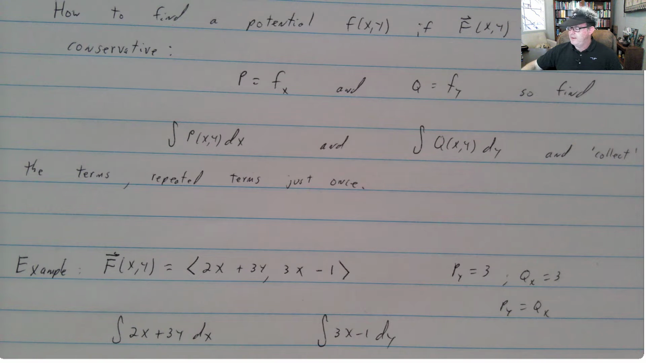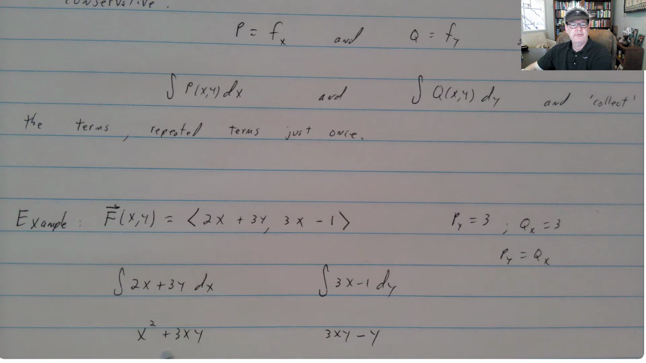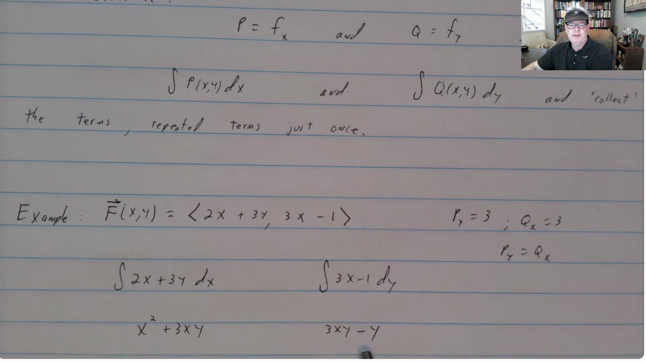So here's a not too difficult vector field. If I check that it's conservative, P sub Y is 3, Q sub X is 3, so P sub Y is Q sub X. So this should be F sub X. So I want to anti-differentiate it with respect to X. And it's not too hard to do. We get X squared plus 3XY. Again, it's kind of an anti-partial derivative with respect to X, regardless. And then we anti-differentiate this with respect to Y, and we get this.